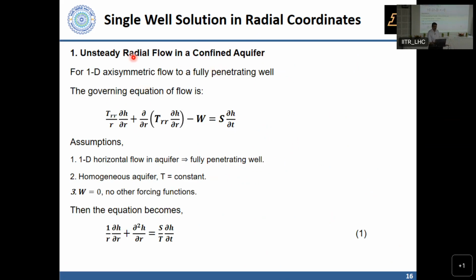Unsteady radial flow to a well in a confined aquifer. We spoke about some steady state solutions, which are fairly simple. For unsteady flows, now we have the time derivative term, and we are talking about a confined aquifer first. We'll again make some assumptions: the flow is essentially one-dimensional, transmissivity is a constant, W is 0. We essentially get this particular equation. This is a second order equation, but it's a partial differential equation. H is now a function of both R and T.